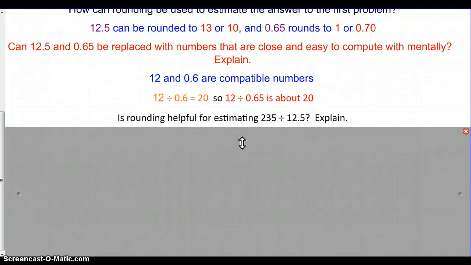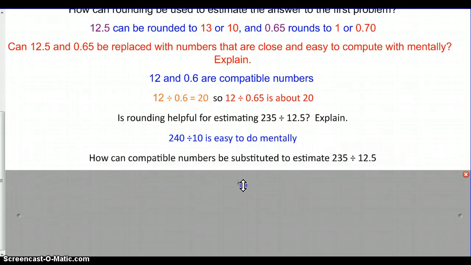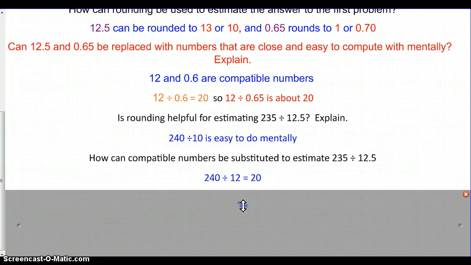Is rounding helpful for estimating 235 divided by 12 and 5/10? Explain. Yes, 240 divided by 10 is easy to do mentally. How can compatible numbers be substituted to estimate 235 divided by 12 and 5/10? 240 divided by 12 is equal to 20.